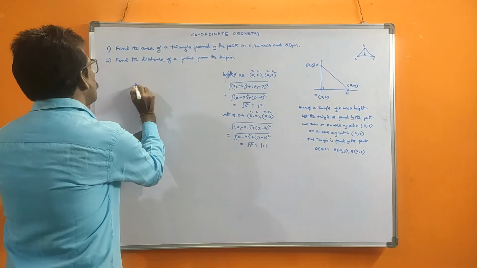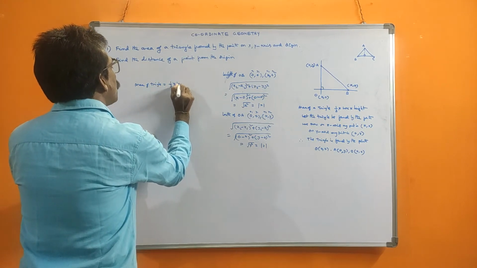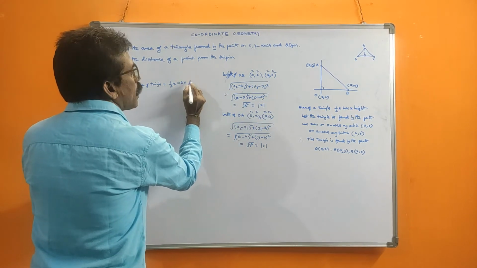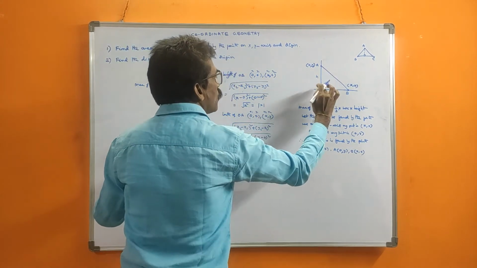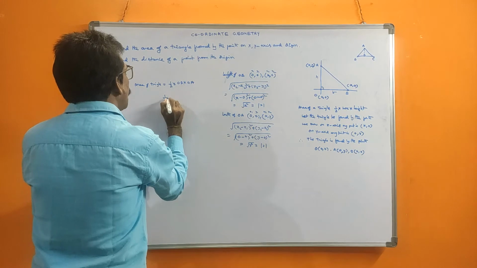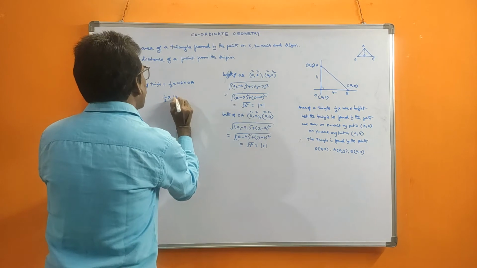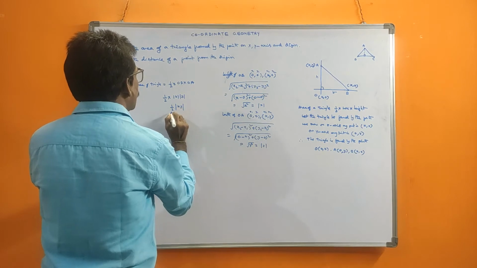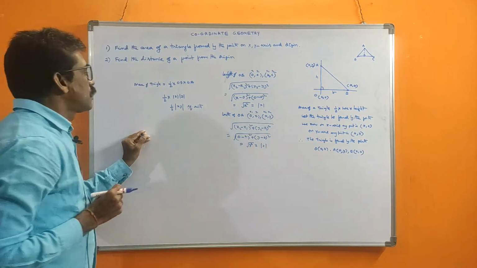Now here area of triangle is equal to half into base into height. Base is OB, this is base, and height is what? OB is base of the triangle, OA is height of the triangle. Now we know the values. Half into OB is mod x, into OA that is mod y. So that is half mod xy square units. Area means square units.